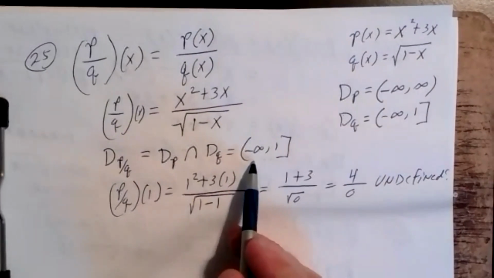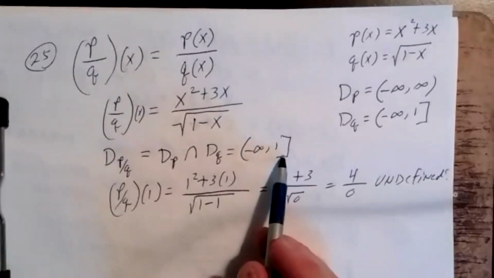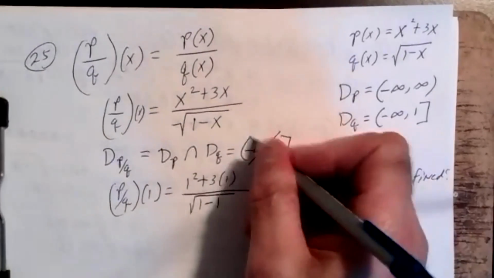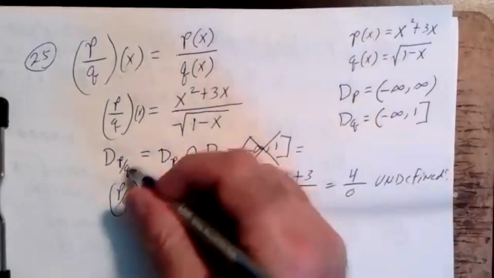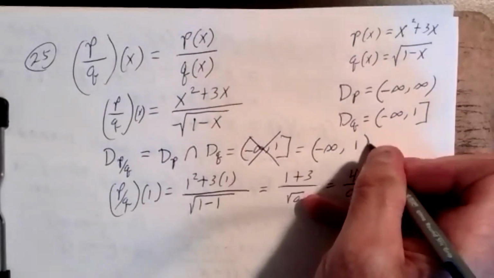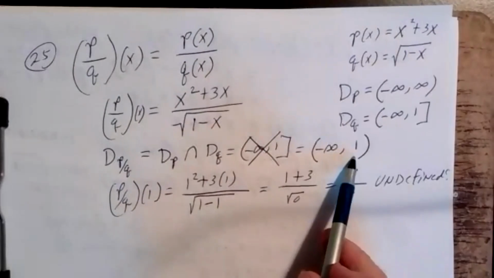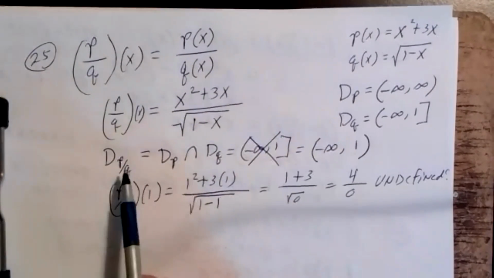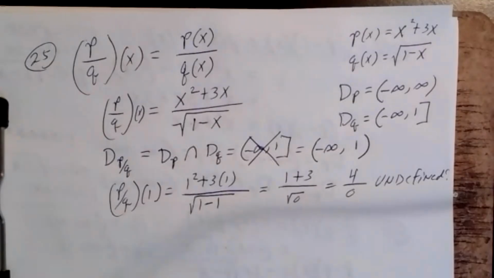So this domain has to be tweaked. We have to throw out 1. So the domain of our quotient function can't be this. It's got to be from negative infinity up to 1, but not including 1. You see that? We must exclude 1. That would be the proper domain of our quotient function called P over Q of X. Does that make sense?